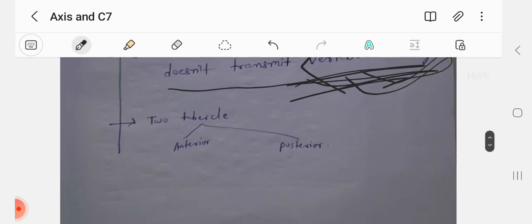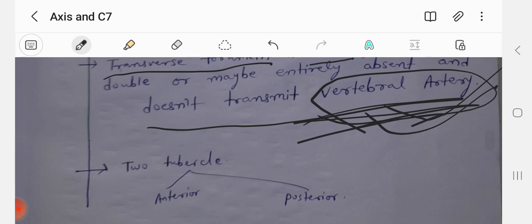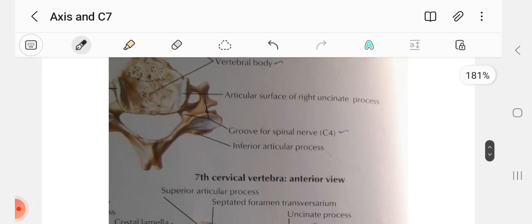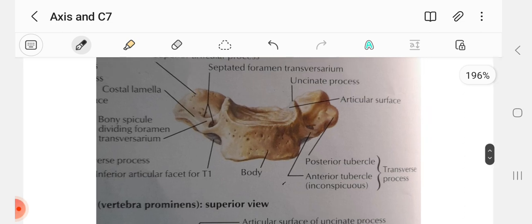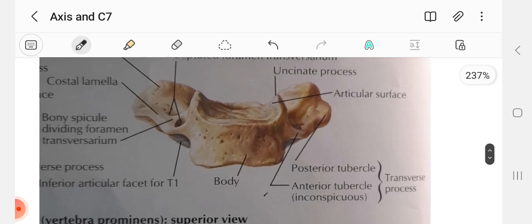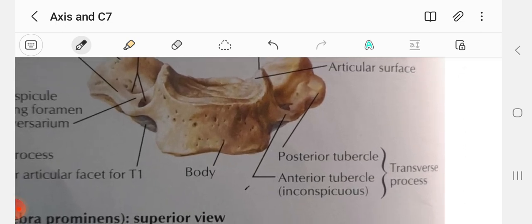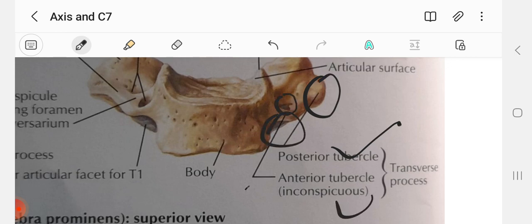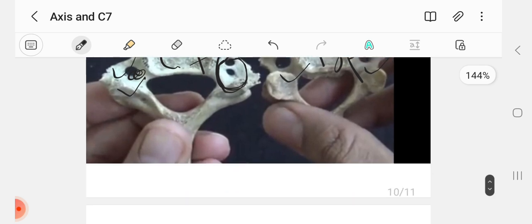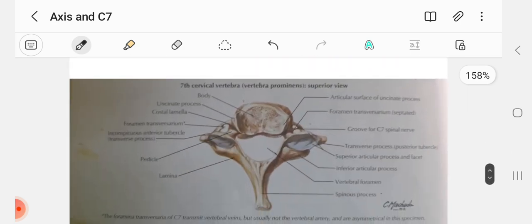There are two tubercles on the transverse process, the anterior and posterior tubercle, which you can see clearly in this image here. This is the C7 vertebra in anterior view. In the anterior view, you can see in the transverse process there are two tubercles, the posterior tubercle and the anterior tubercle here, and in between there is the transverse foramen. So that's it about the C2 and C7 vertebra. See you in the next video.